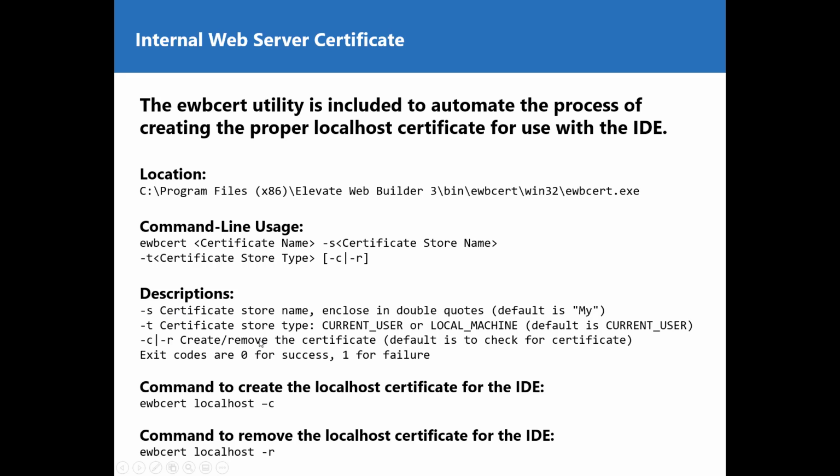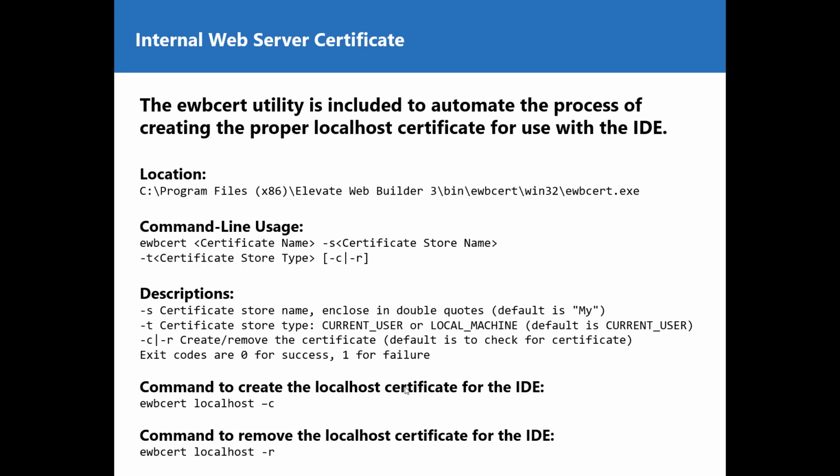So again, the certificate store name is going to default to the My Store. That's the same as the personal store that you just saw in the Microsoft Management Console. The certificate store type defaults to current user, so you don't normally need to specify that because we're usually only interested in setting the certificate for the current user. So as you can see, the command to create the localhost certificate for the IDE is EWB cert space localhost space -c, and if you wanted to remove the localhost certificate, you can type in EWB cert space localhost space -r, and that's really all you need to do.